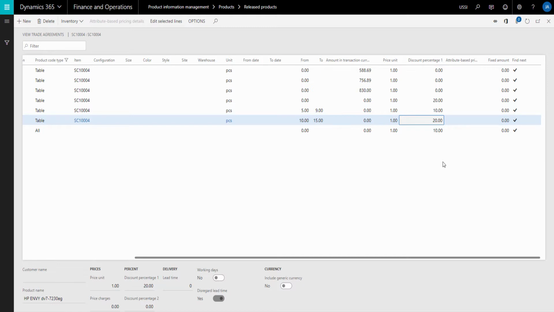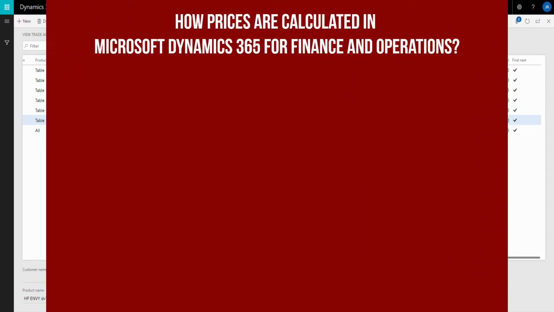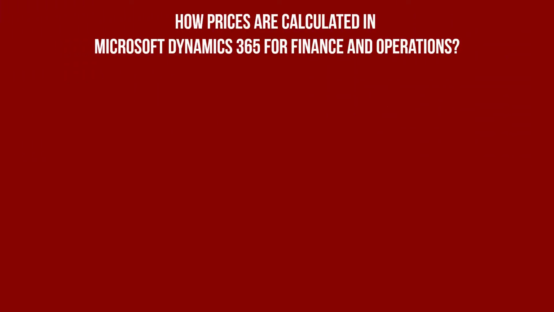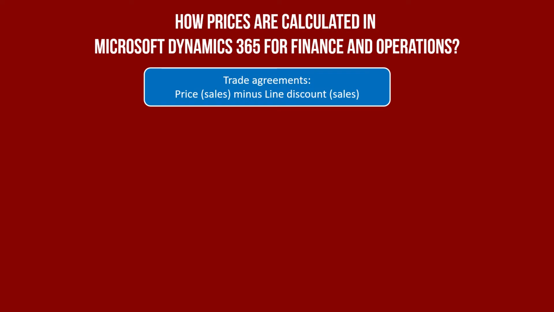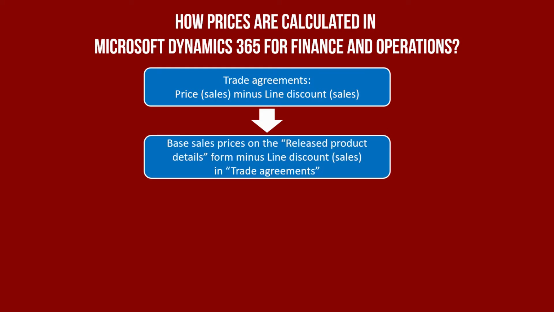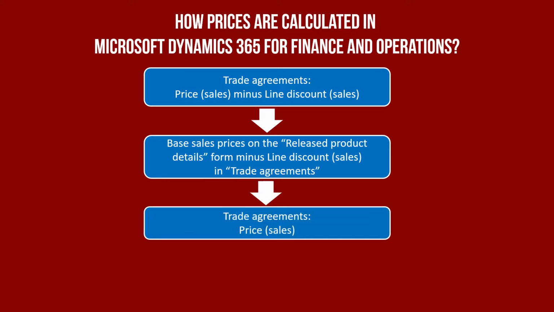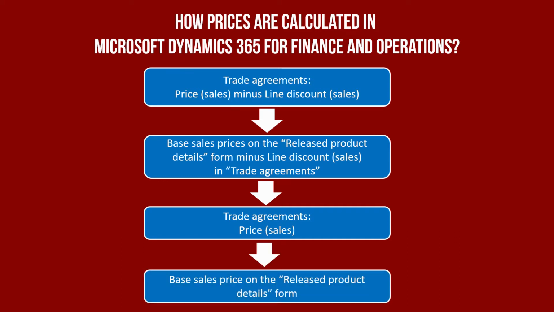So, what is the pricing logic of Microsoft Dynamics 365 for finance and operations? Let's summarize. First, the system checks if there is a trade agreement with a sales line discount and applies it to the sales price if it exists, or to the base sales price if there is no sales price. If there is no trade agreement with a sales line discount, the system will search for a trade agreement with a sales price. If there is no trade agreement with a sales price that matches the criteria, the base sales price will be used for a product.